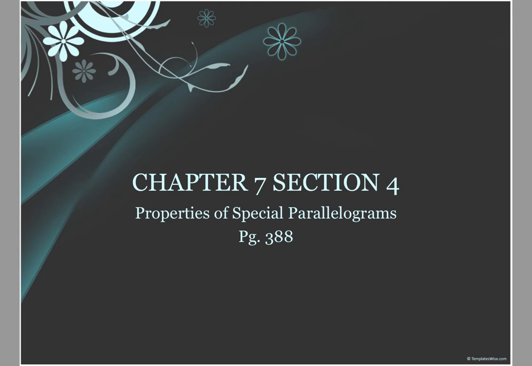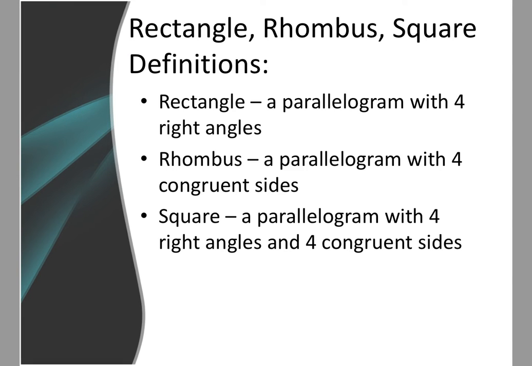All right, so again, 7.4 is properties of special parallelograms. We are narrowing down further into rectangle, rhombus, and square. A rectangle, by definition, is a parallelogram with 4 right angles. A rhombus is a parallelogram with 4 congruent sides. And a square is like if a rectangle and a rhombus had a baby. It has 4 right angles and 4 congruent sides.